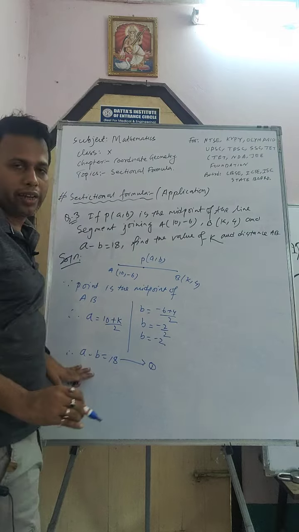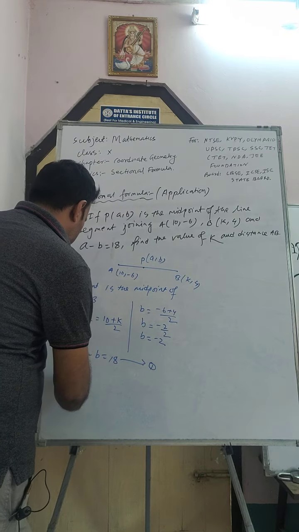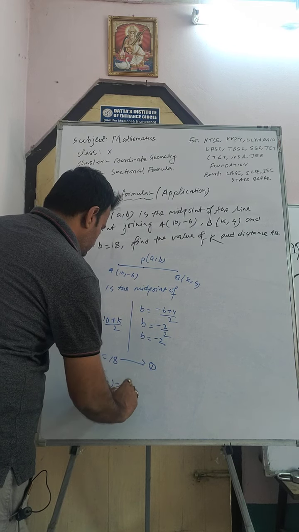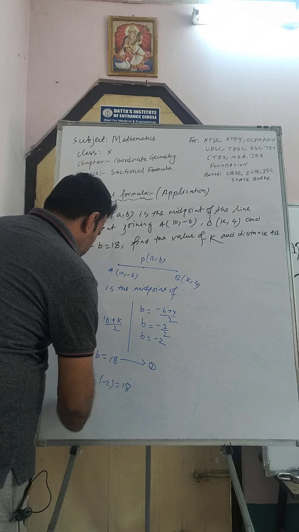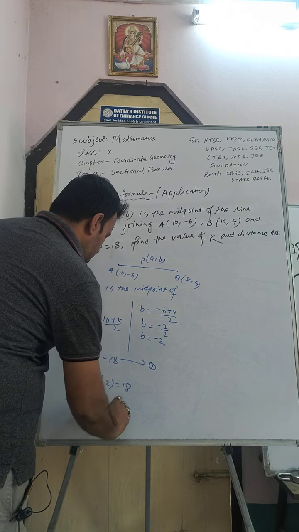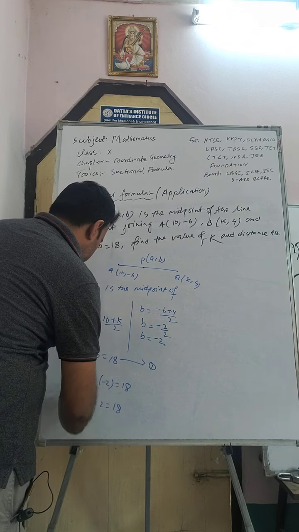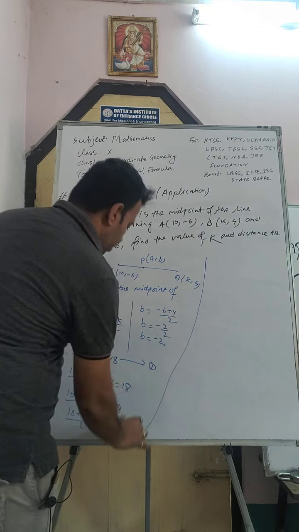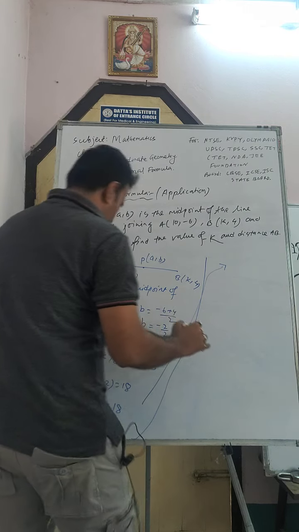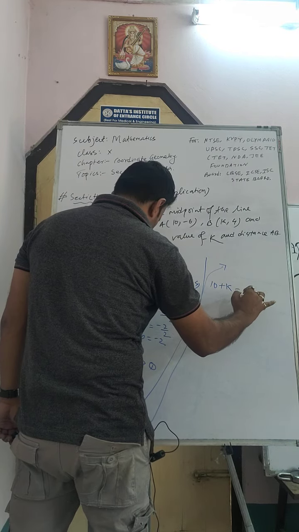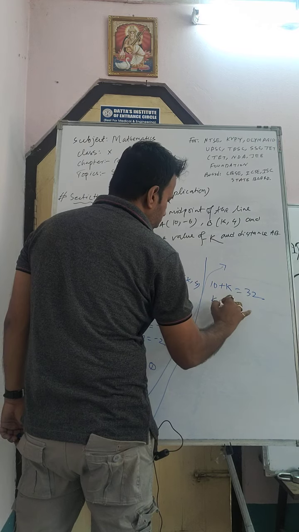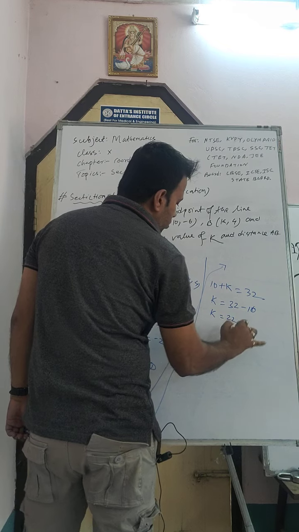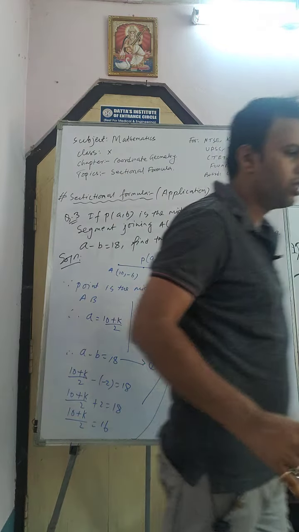Just put the values of a and b here. a is what, sir? 10 plus k by 2, minus b, that is minus of minus 1, equal to 18. Fine. So 10 plus k by 2 plus 1 equal to 18. Now 10 plus k by 2 equal to 17. Okay, so if I write, it will be 10 plus k equal to 34. So k equal to 34 minus 10, that is 24. k equal to 24. Okay, the value of k is 24.